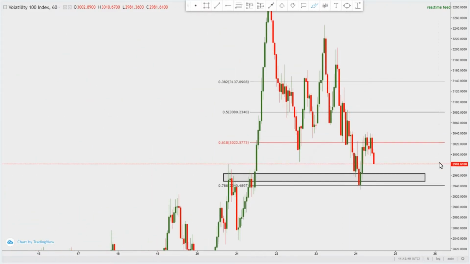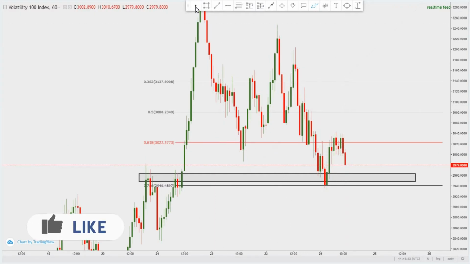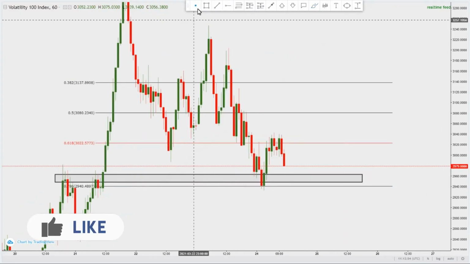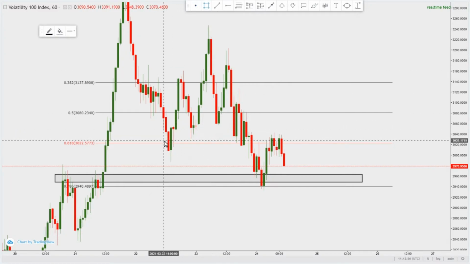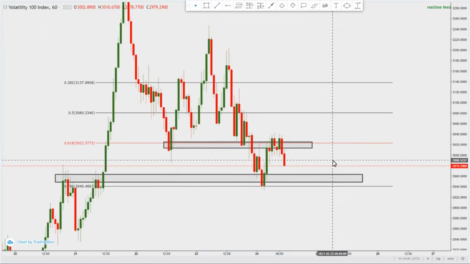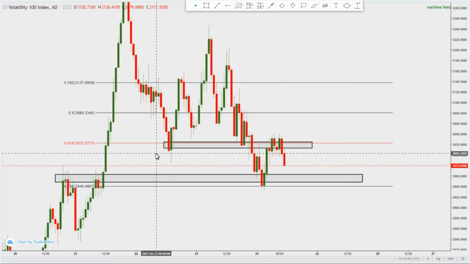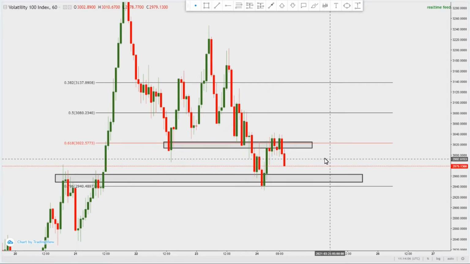You can see that the market is currently dropping because there's a strong support zone right here. The market created a strong support zone on the 0.618. That's our golden Fibonacci level. That is why price has rejected this zone again.